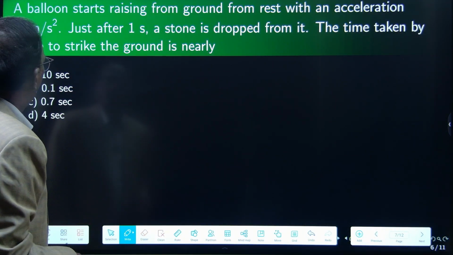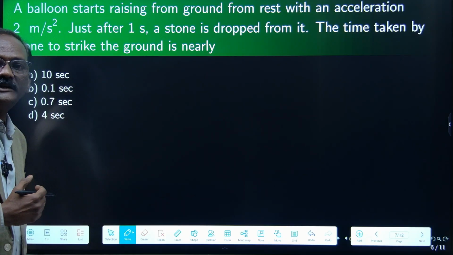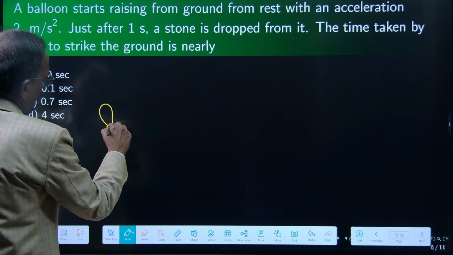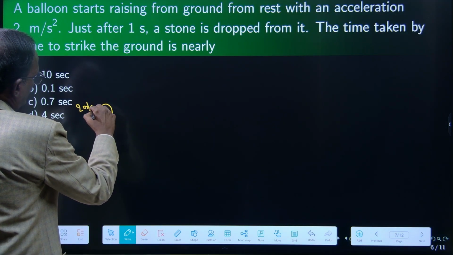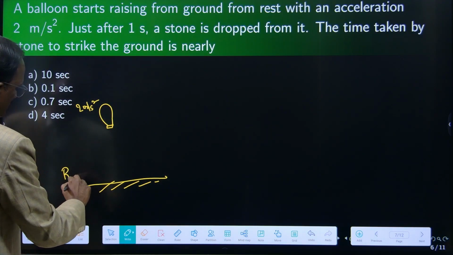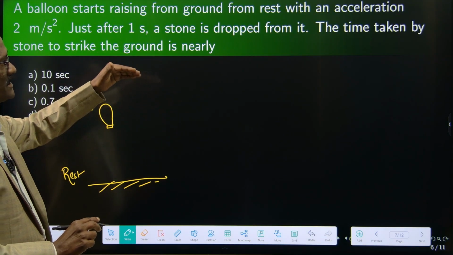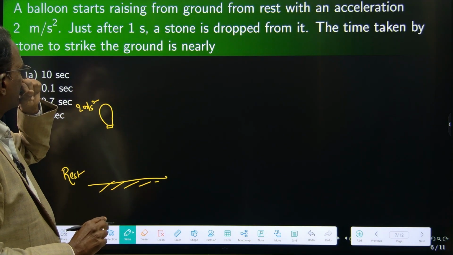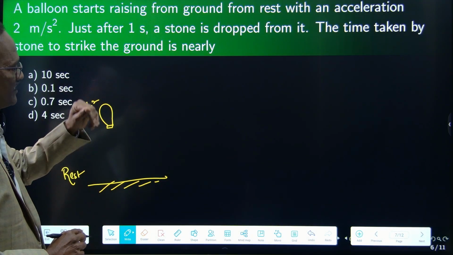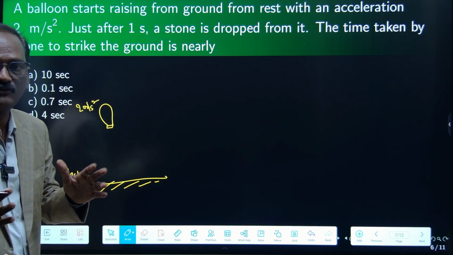Next problem: a balloon starts rising from the ground, from rest, with an acceleration of 2 meters per second squared. Just after 1 second, a stone is dropped from it. The time taken by the stone to strike the ground is nearly what?